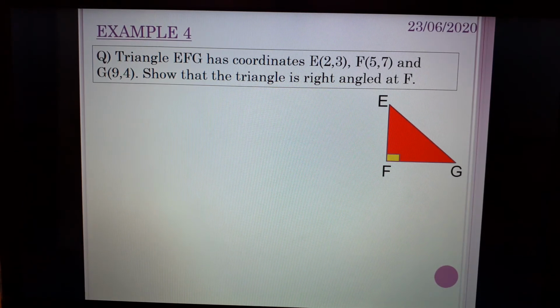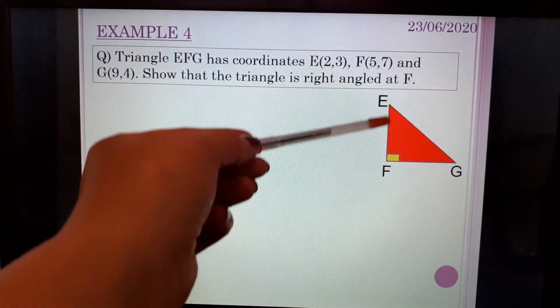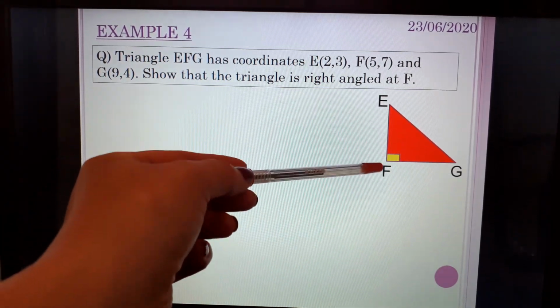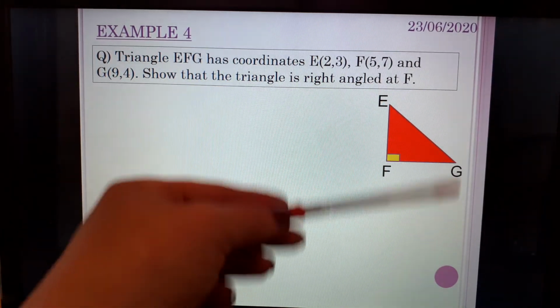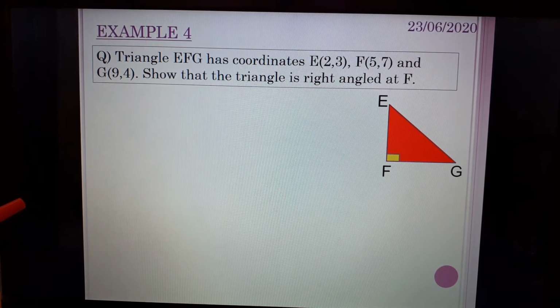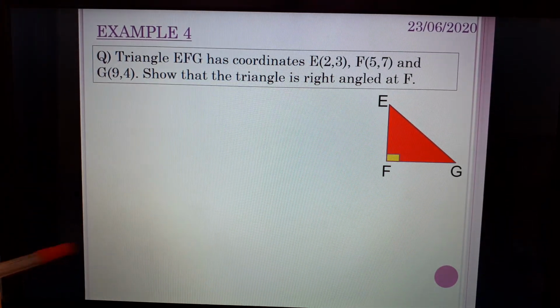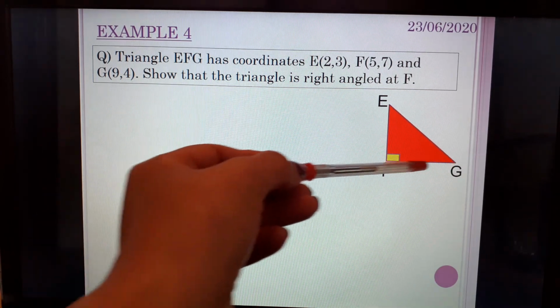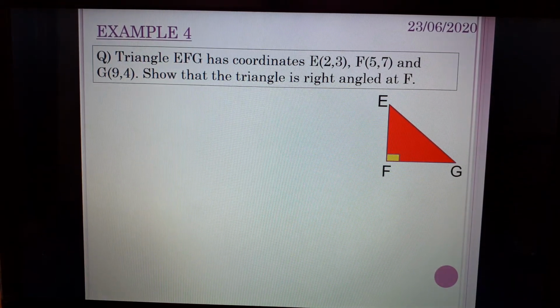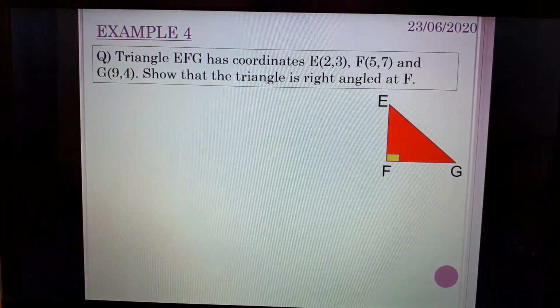So obviously we're going to be using perpendicular gradients to prove that it is right angled at F. Now, because I've drawn this triangle here, I can see that this line and this line are right angled to each other, perpendicular to each other. The line EG is really irrelevant to this proof. So if I work out the gradient of EF and the gradient of FG, then if it is right angled, I should be able to prove that by saying that the gradient of one times the gradient of the other is equal to -1. That's how you prove it's right angled.